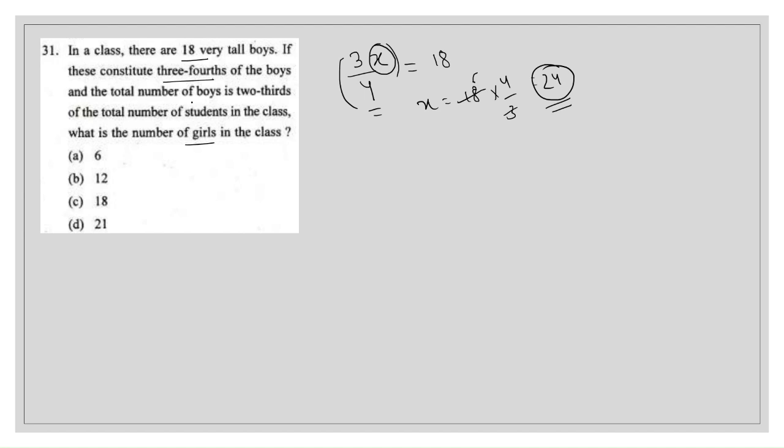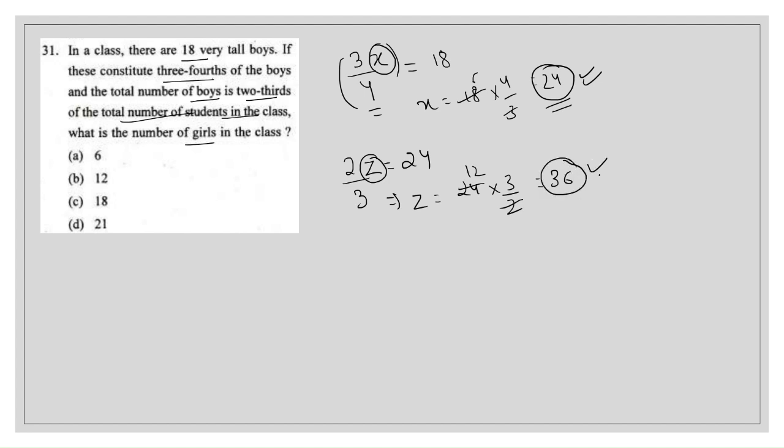And the total number of boys is 2/3 of the total number of students in the class. So if we find out the total number of students, that is z. The total number of boys we found is 24, and this is equal to 2/3 of the total number of students of the class. That is, 2/3 of z, the total number of students in the class, is 24. Okay? So z here will be equal to 24 into 3/2. So it will be 12 into 3, which will be equal to 36. Which means that the total number of students in the class is equal to 36.